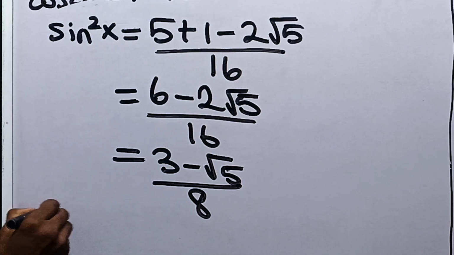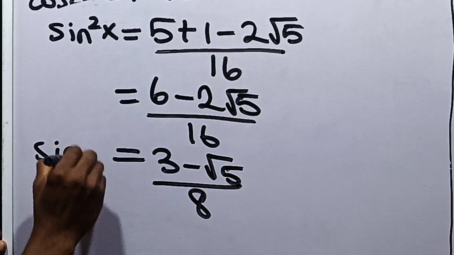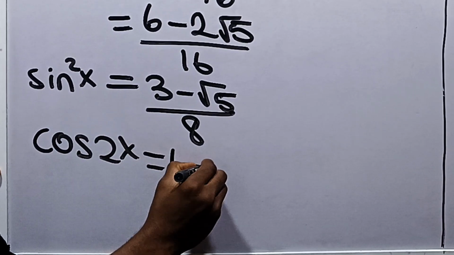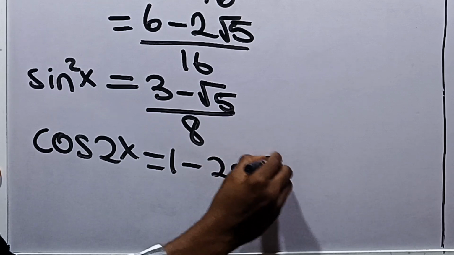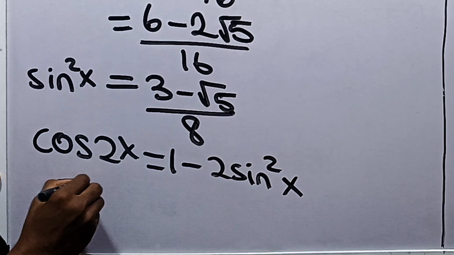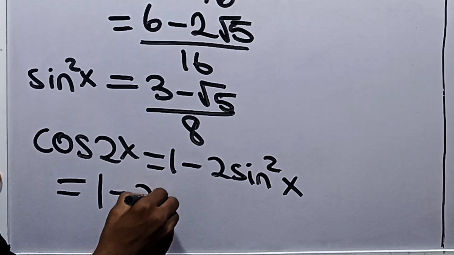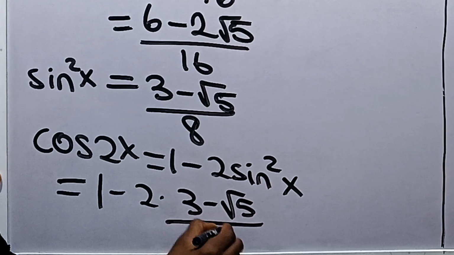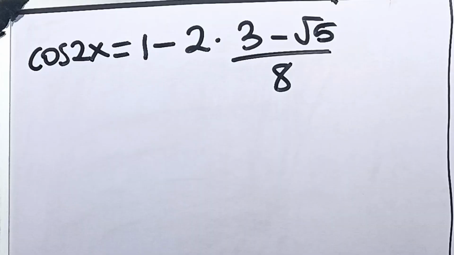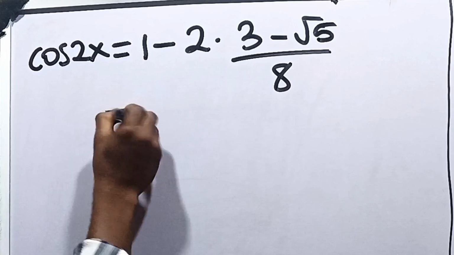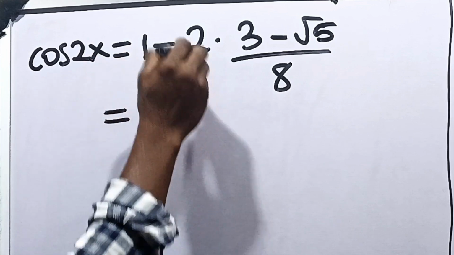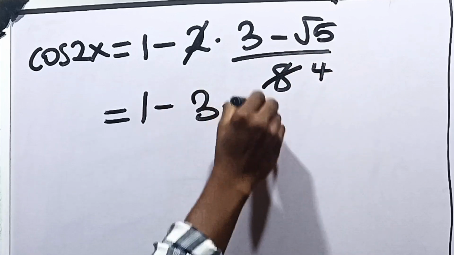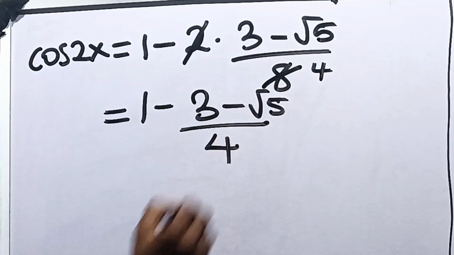Now, recall that we have our cos 2x, so this is sine squared x, don't forget. Now, our cos 2x, which we are required to find, is equal to 1 minus 2 sine squared x, okay? And let's substitute. So this becomes equal to 1 minus 2 multiplied by 3 minus root 5 divided by 8, okay? Moving on from here, we now have our cos 2x is equal to 1 minus 2, take 8 here to give us 4. So we have 3 minus root 5 divided by 4, okay?